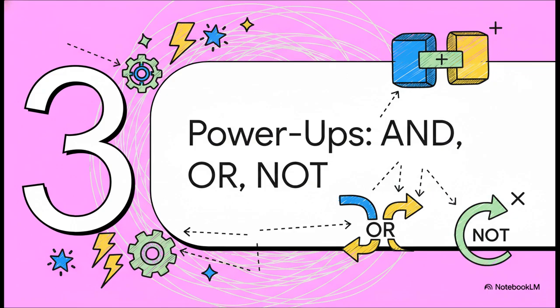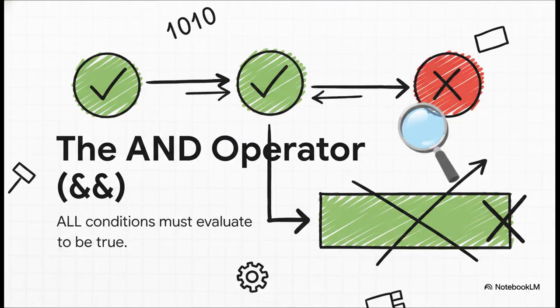But let's be real, life is usually more complicated than just one question. And that's where we get our logical power-ups, the operators and, or, and not. These little guys let us build much more interesting and sophisticated decisions. Let's start with and. The one thing you have to remember for and is this: all of the conditions have to be true. If you're checking, say, 3 different things, and you connect them with and, every single one of them has to be true for the whole statement to pass. If even one little part is false, the whole thing just fails.